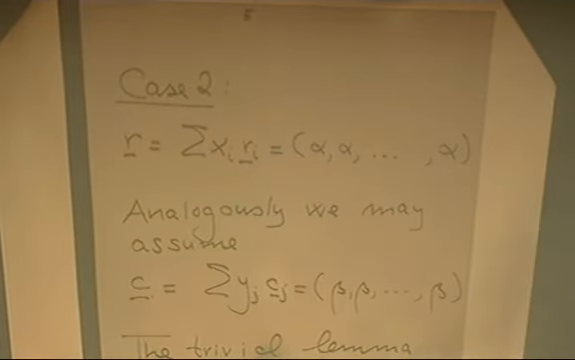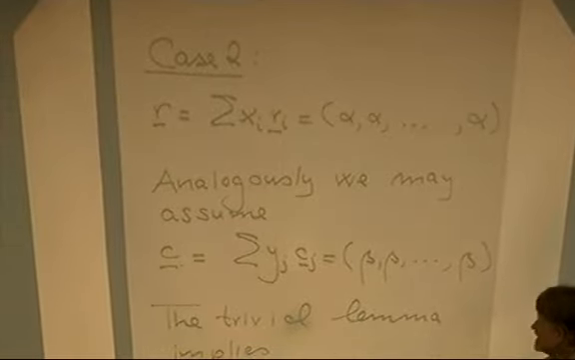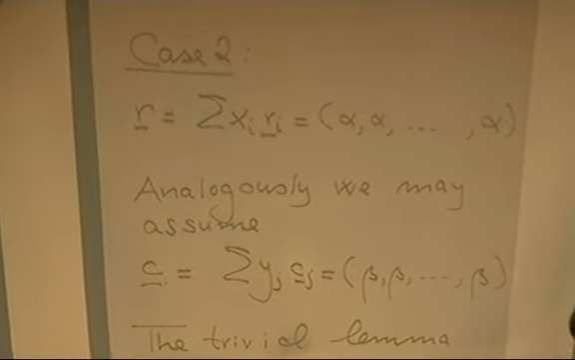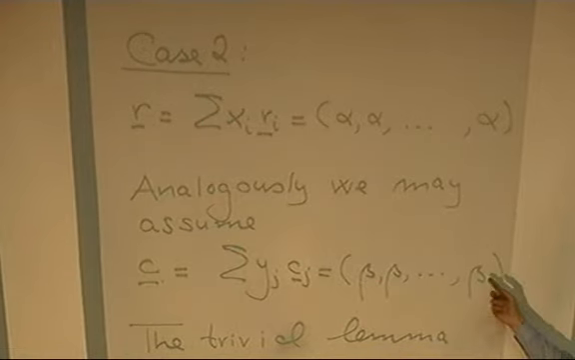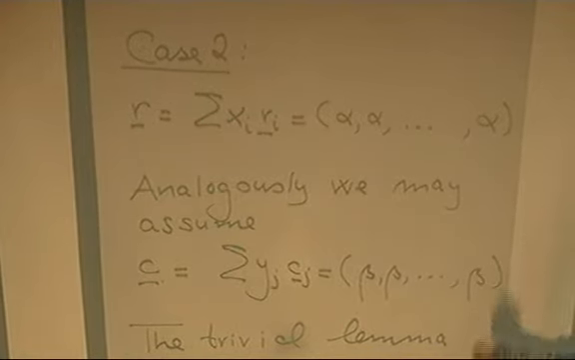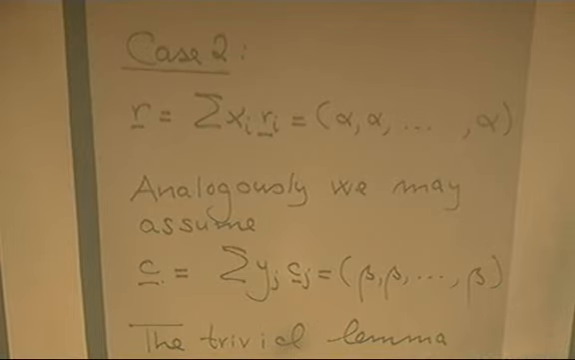So that's the second case. The row vector is constant. What do I do here? It just consists of alphas. Well, by transposing the matrix, I can assume that my column vector is also a constant, beta. So I have a constant vector here, and I have a constant vector here. What do I do in that case?